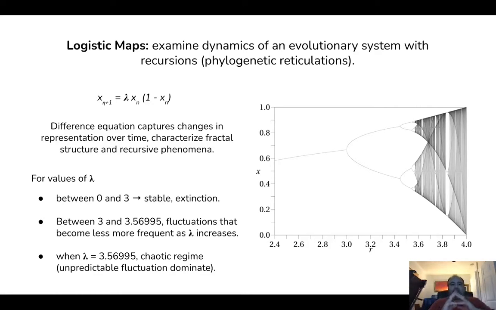Finally, we have these logistic maps, which are tools from complexity theory where you take a difference equation shown here, and you can capture changes in representations over time. You characterize these fractal structures shown before, and other recursive phenomena shown in the phylogenies. So this is the mathematics of it. You can see that there are these stable states. You have these states that promote fluctuation, and then a chaotic regime here where there's a lot of unpredictable behavior. So we can actually characterize behavior not just within a static context, but also the dynamics of it, the change factors.